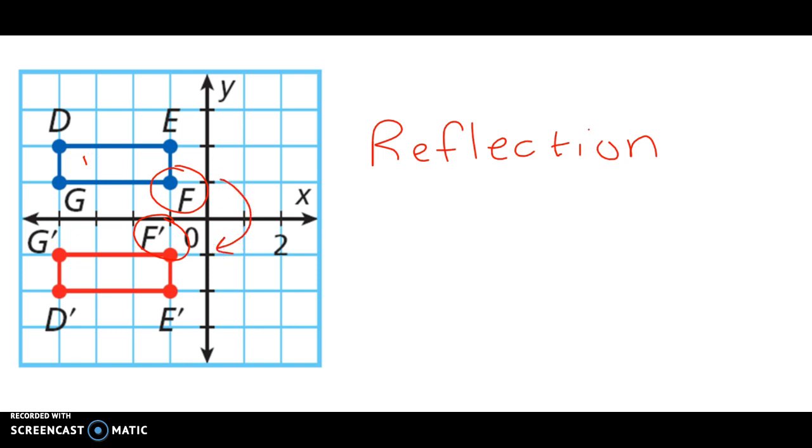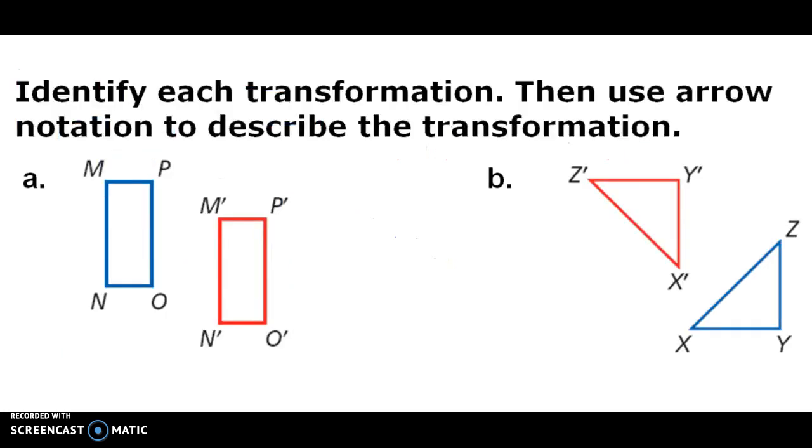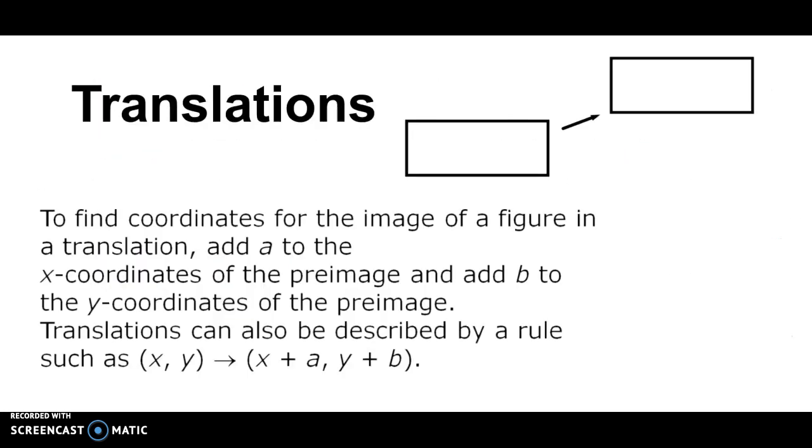What did it reflect over? What's the line of reflection? The x-axis. So I would call this a reflection over the x-axis. Is this on our notes? Okay, I'm going to skip that.